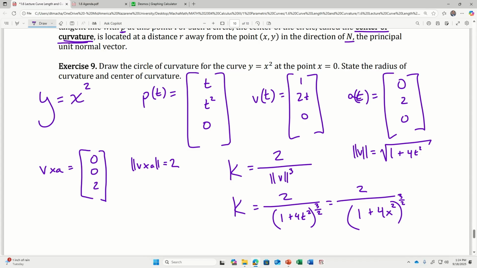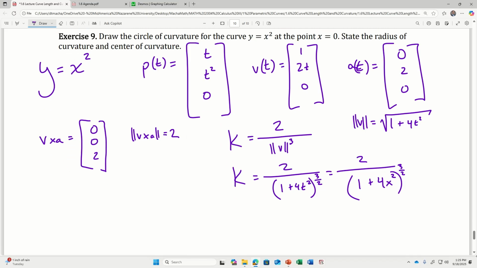That is my curvature. Okay, so where I made that circle was at the point where x is equal to 0. And if x is equal to 0, this is 2. If the curvature is 2, what is my radius of curvature? 1/2.